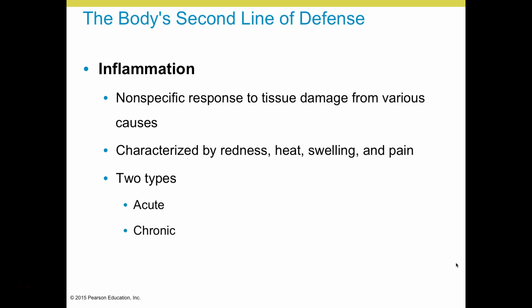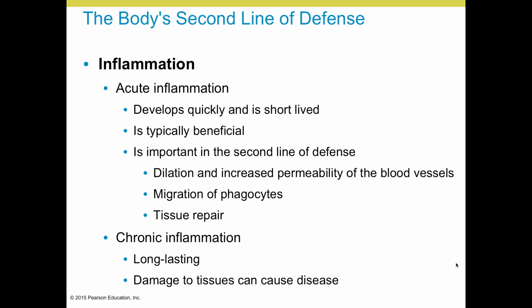And now we're back to the inflammation. What is it? Well, it's characterized by redness, heat, swelling, and pain. It could be acute or chronic. When it is acute, it means it just develops very quickly. And again, like I mentioned earlier, it is beneficial because it is important for the second line of defense, increases the blood vessels' permeability, and like I mentioned earlier, also the migration of your white blood cells. What is chronic? Well, chronic refers to long lasting, okay? And this damage can actually be very difficult and cause major disease in your organ system.